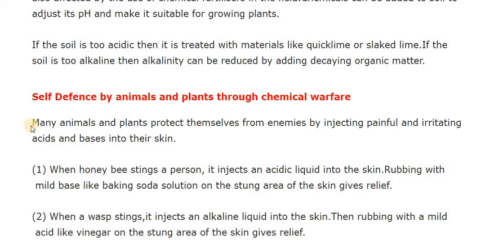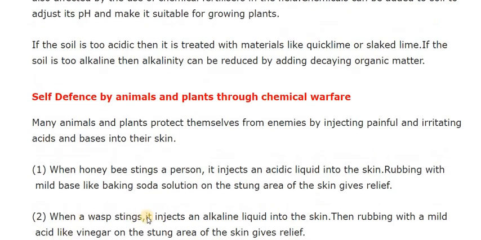When a honeybee stings a person, it injects an acidic liquid into the skin, and this acidic material causes irritation on the skin. So to prevent this irritation, we have to use some basic substance on it, so the neutralization process will occur. Rubbing a mild base like baking soda solution on the sting area gives the skin relief.